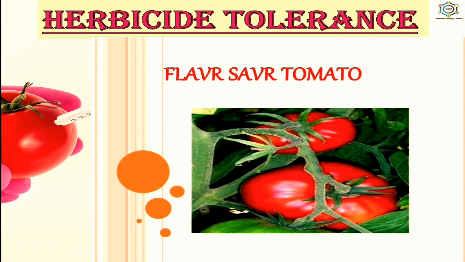Now, flavor saver tomato. Tomato plants have been engineered with an antisense gene that retards ripening. These genetically modified tomato plants are called flavor saver, and produce much less of the cell wall degrading enzyme, that is polygalacturonase, responsible for fruit ripening. Therefore, the fruits of these plants have a much longer and more flavorful shelf life.